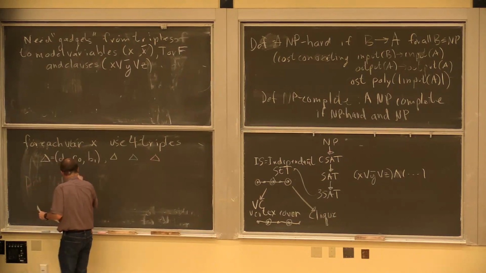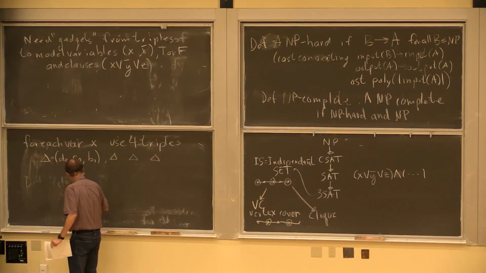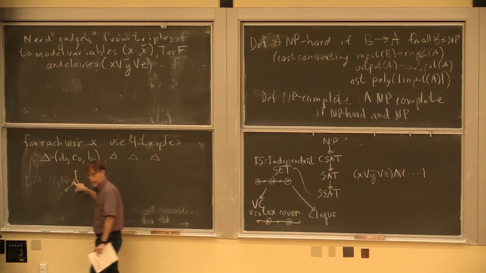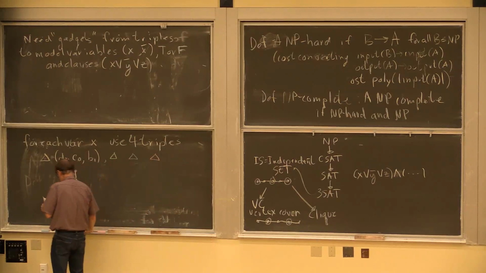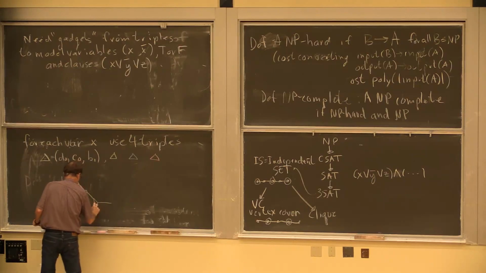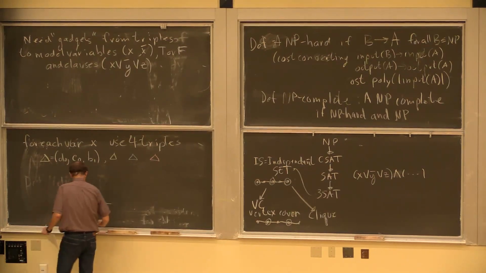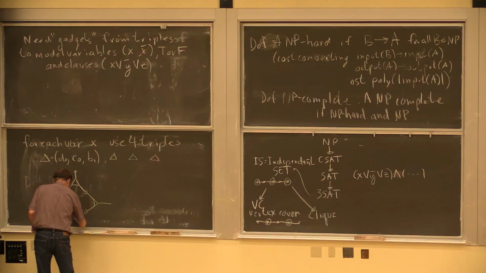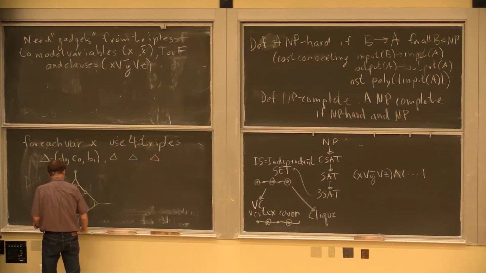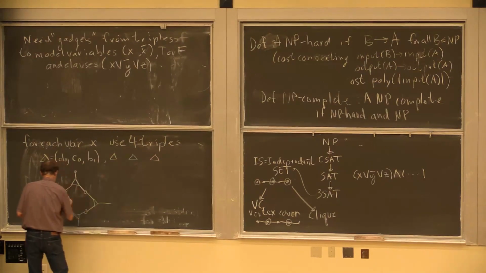And I'm going to label these endpoints with the variables it corresponds to. So this will be a D, a B, a C. And then I'm going to have a few more connected this way. So there's my green triple. Here's my blue triple. And finally, here is my red triple.